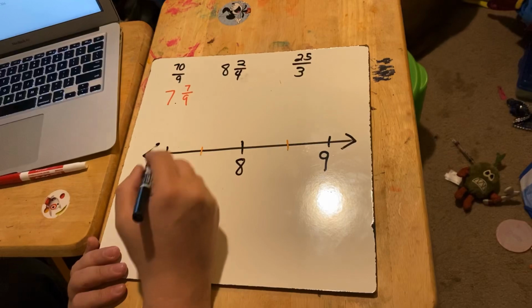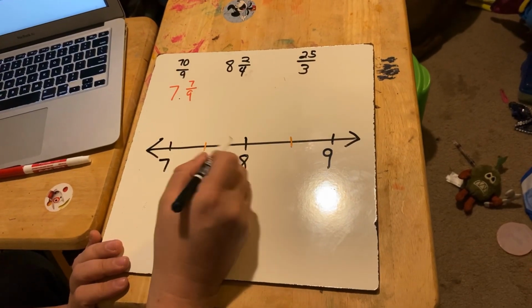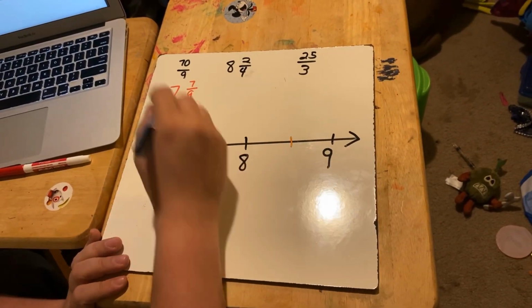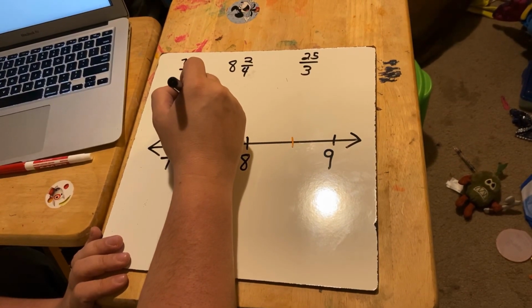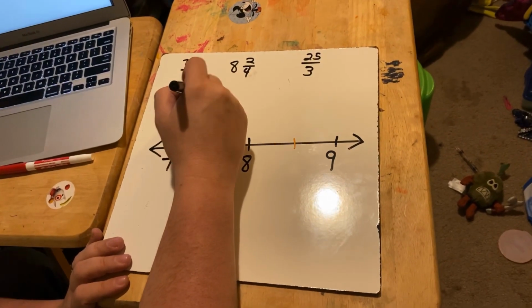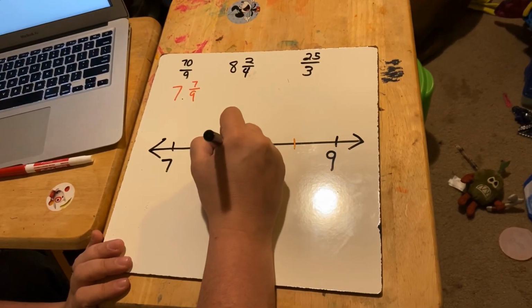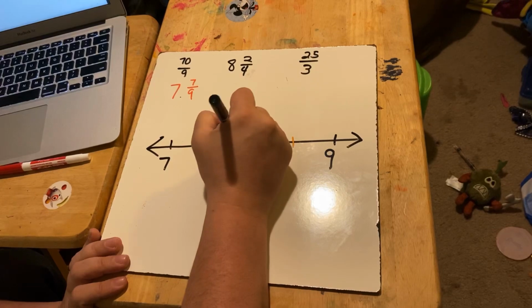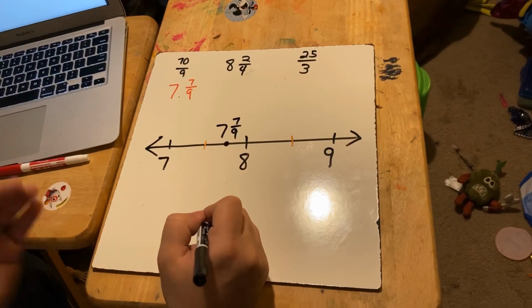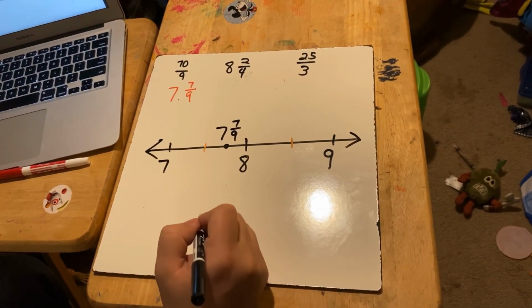So I'm going to say I've got 7. We know it's going to be greater than 7, but not bigger than 8. And because this is greater than the halfway point, it's going to be somewhere right, we'll call it right here. 7 and 7/9. All right, we've got the first one plotted.